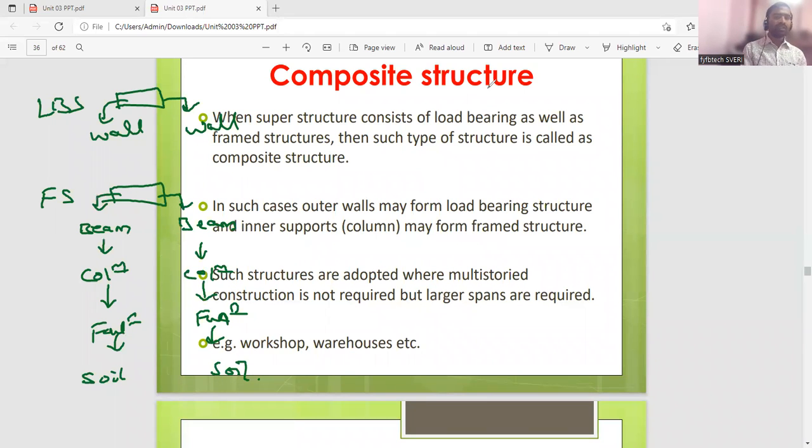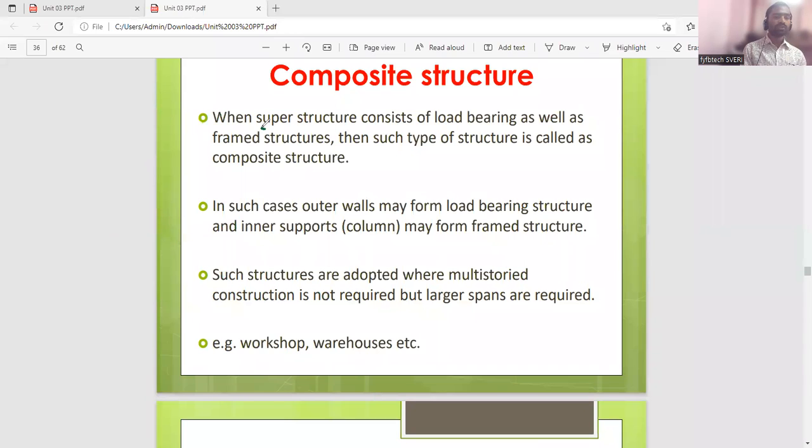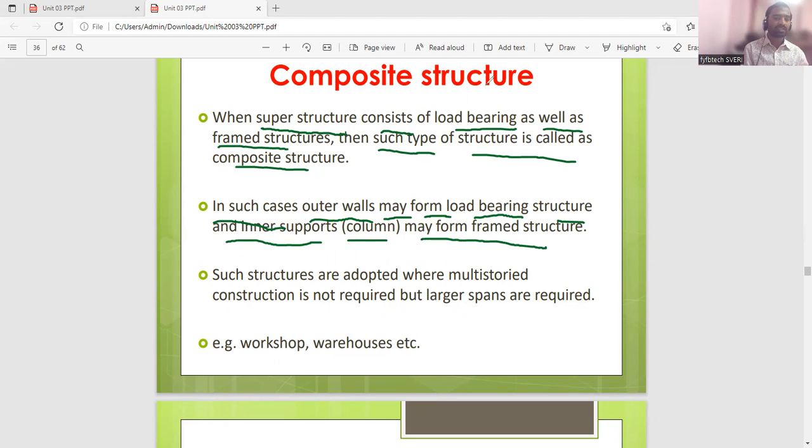Then there are some structures in which the superstructure consists of load bearing as well as framed structure. Such a type of structure is known as composite structure. It means there are columns, but there will be beams and there will be load bearing walls, so some portion of the superstructure load is carried by the walls and some portion by the beams and columns. It is a mixture of both, that's why it is called composite structure. In such cases outer walls may be load bearing walls and inner supports or columns may be framed structure.